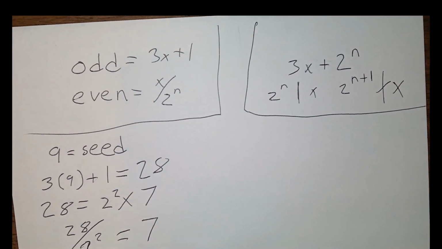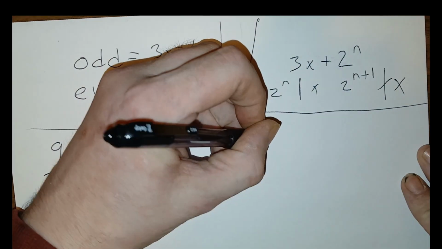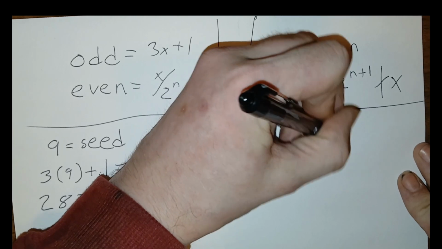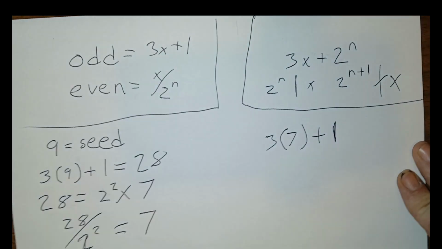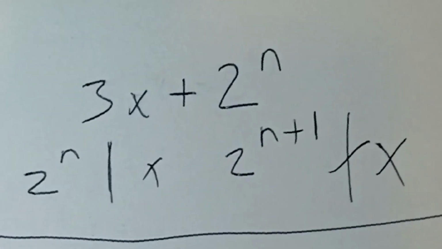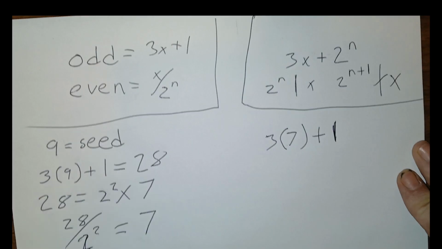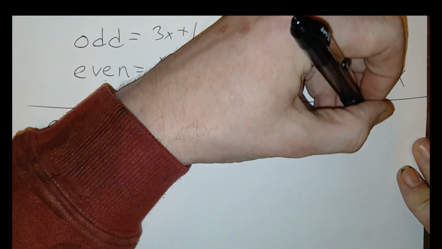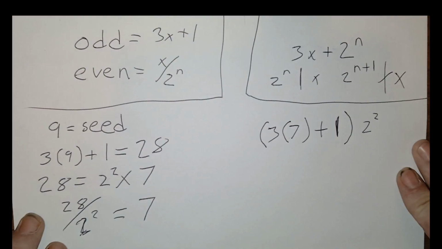Now, traditionally, we would multiply 7 by 3 and add 1 because it's odd. But instead, we're going to define a new function that combines both the rules. The new function is 3x plus 2 to the n, where 2 to the n is the largest power of 2 that divides x. And what we're going to want to do is factor the 2 to the power of 2 back into the number 7.